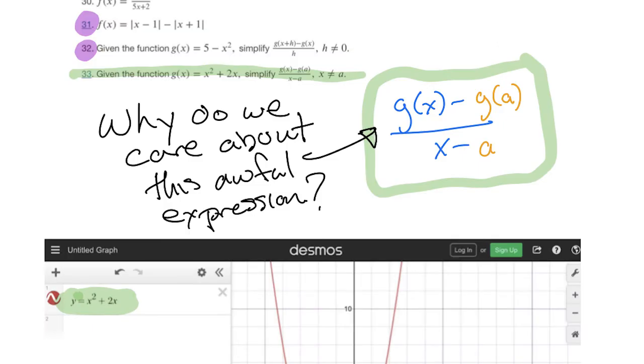You might not have seen an expression like that before. You might be wondering why that's there, because it's in every pre-calculus textbook. And here I'm going to try and explain why that happens. So why do we care about this horrible expression? For some function g of x, and some value a, why do we care about g of x minus g of a, the whole thing divided by x minus a?